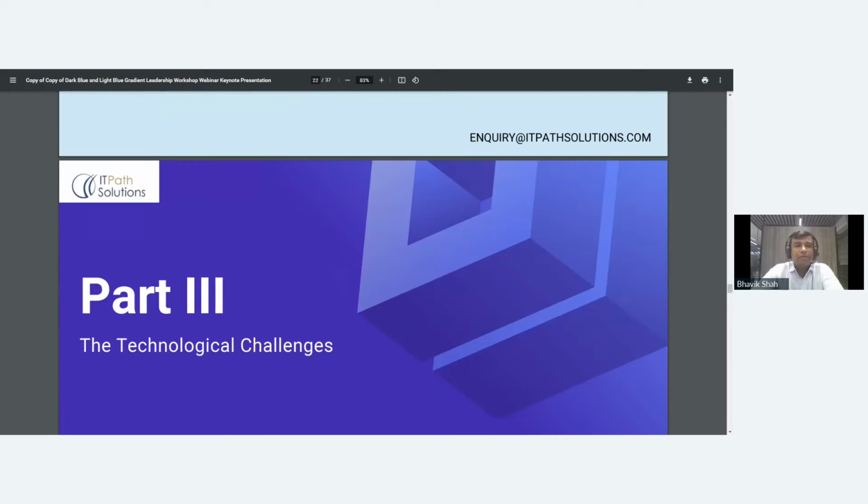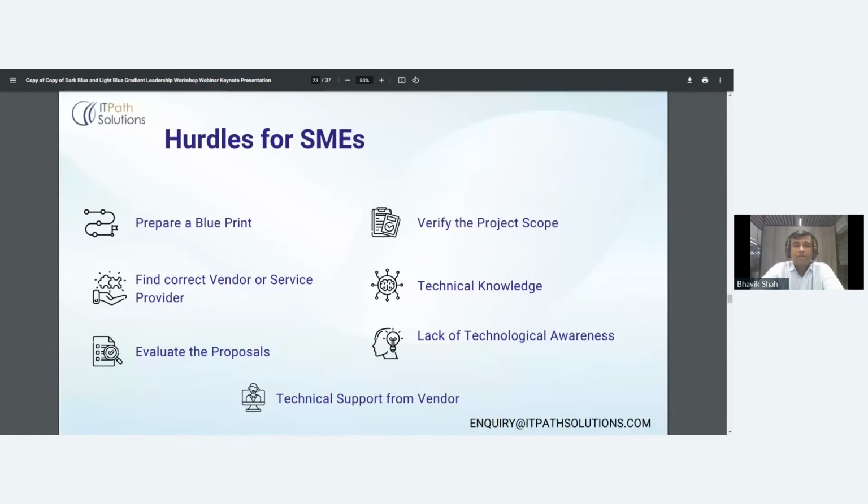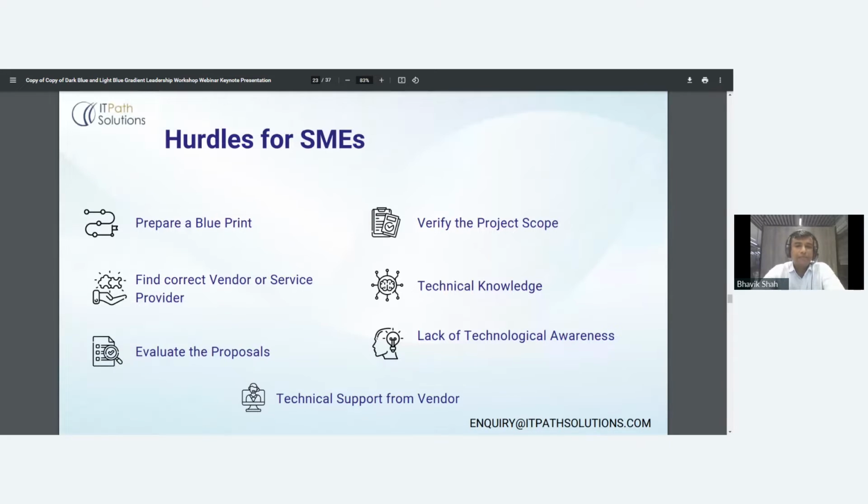That brings us to the end of part 2 and the beginning of part 3, which is the technological challenges which can be faced by SMEs. While starting this topic, I would start with the hurdles for SMEs. There can be many, however, we have listed a few which are most significant or those which we have heard about a lot from our customers.